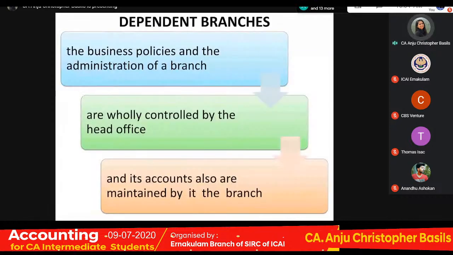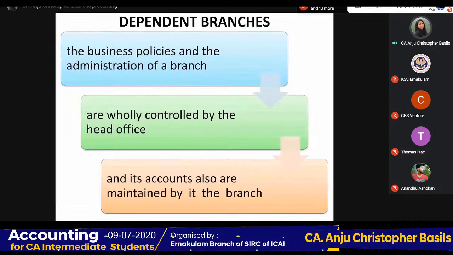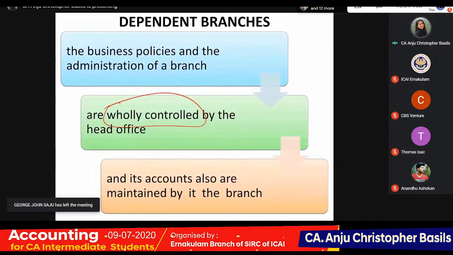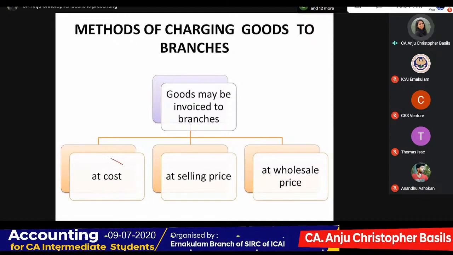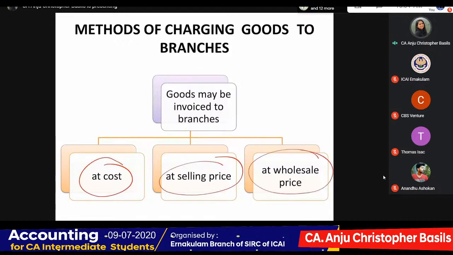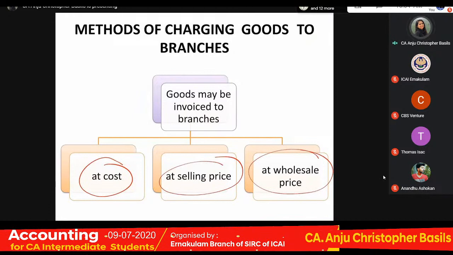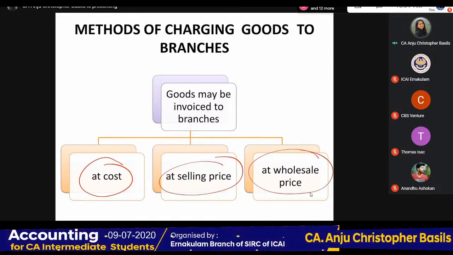Then we learned what exactly we mean by dependent branches, as we just discussed before. It is wholly controlled by the head office. That is a major point that you've got to check. Now, what are the different ways in which goods are transferred to the branches? How are the goods being transferred? It can be either at cost, or at selling price, or at wholesale price. Wholesale price is above the actual cost, but below the normal selling price. So for wholesale branches, you give it at a value below the normal selling price.